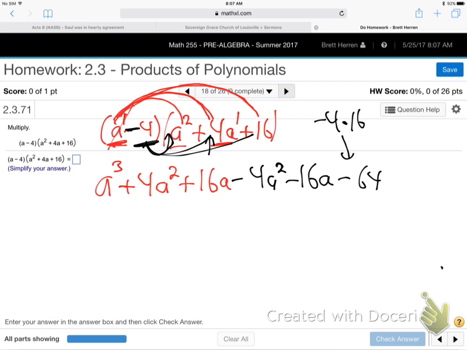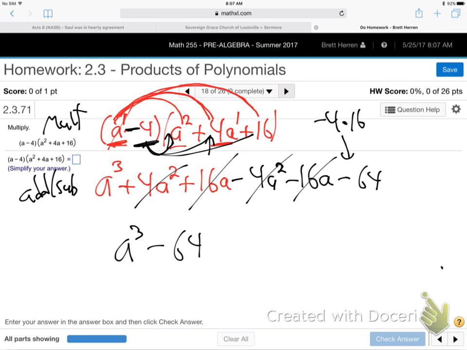Now, we got a bunch of canceling happening. Now's the adding, subtracting step. We already did the multiplying step with the parentheses. Parentheses are gone now. So now we're in adding, subtracting mode. 4a squared cancels, 16a's cancel. All we have left is a to the third minus 64. Like that. Questions I can answer? Is that making sense?